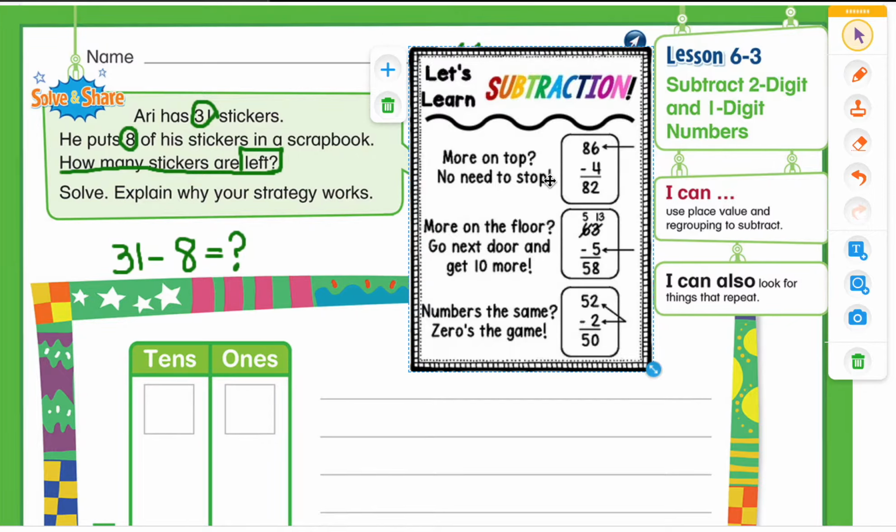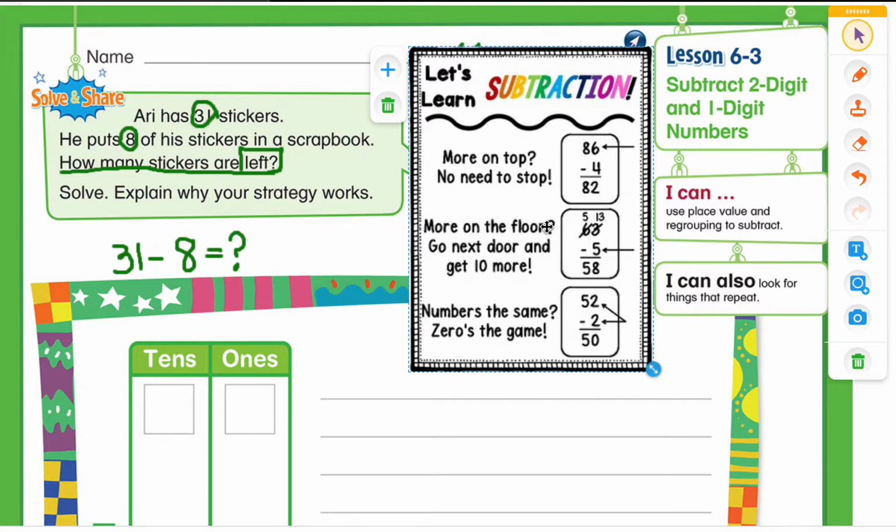Whenever we have numbers, we align them in a way that all the ones place are on one side and the tens on the other side. So I want you to look at the numbers in the ones place value. If the number on the top is greater than the number on the bottom, that shows that we have more on top. Here 6 is greater than 4, that means we have more on top. Then no need to stop, you're just taking away 4 out of 6. Okay, so you'll get 2 and we have 8 tens.